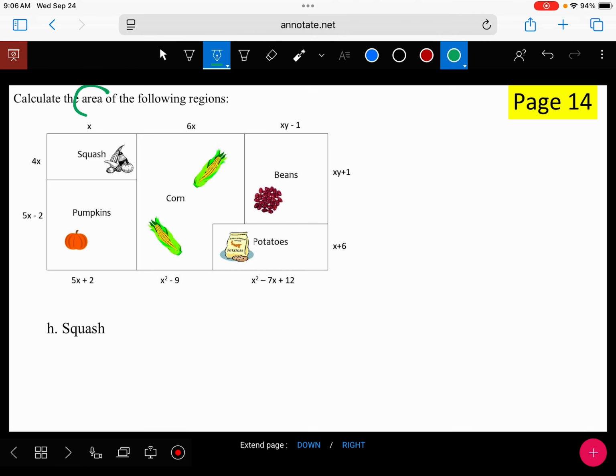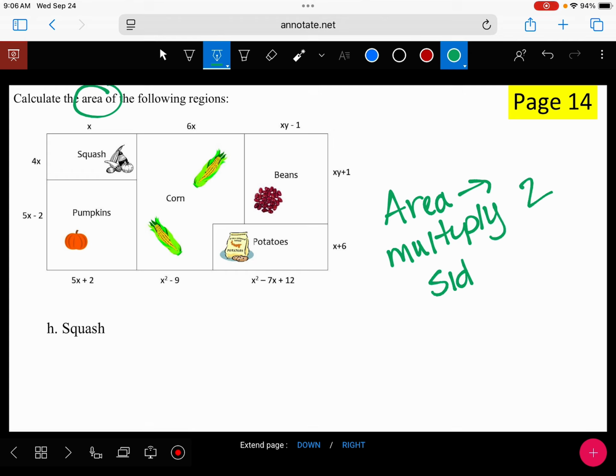Now we're looking for area. Area, that's when you multiply two sides. That's how you find the area of a rectangle. We're only talking about rectangles. We're not talking about circles or triangles, just rectangles. So to find the area of a rectangle, you multiply. That's the key word. Yesterday, we added because it was perimeter. Today, we are multiplying.